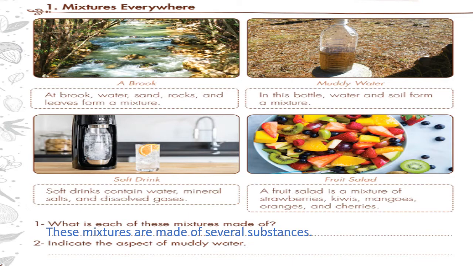Number 2. Indicate the aspect of muddy water. Look at the muddy water. Is it clear or is it cloudy? Cloudy means that it is not clear. So, by looking at the picture, we can see that the water is not clear because it contains soil. This means that muddy water is cloudy, or has a cloudy aspect, or we can say cloudy appearance.